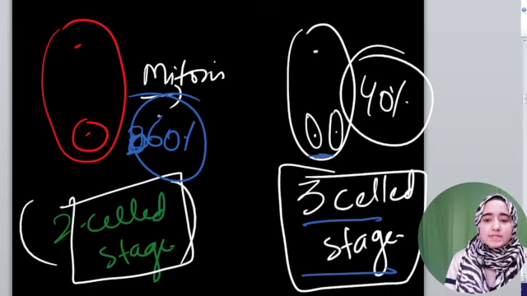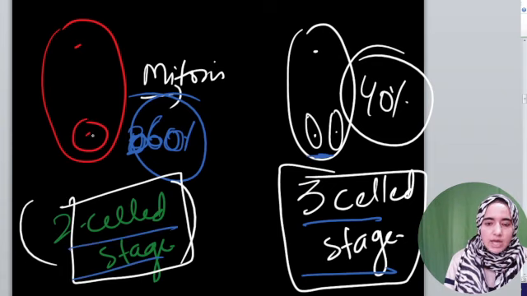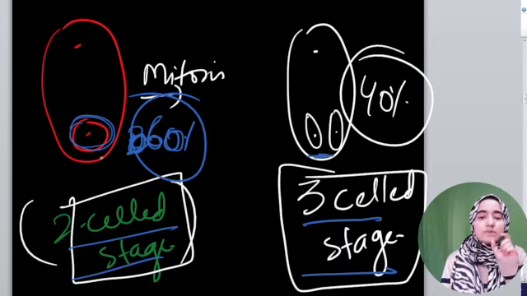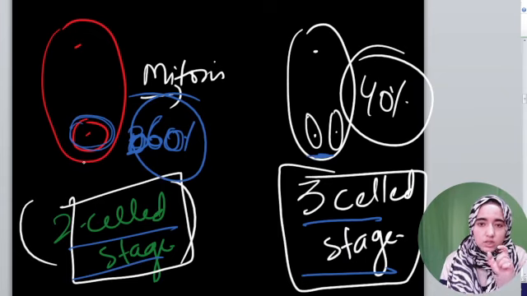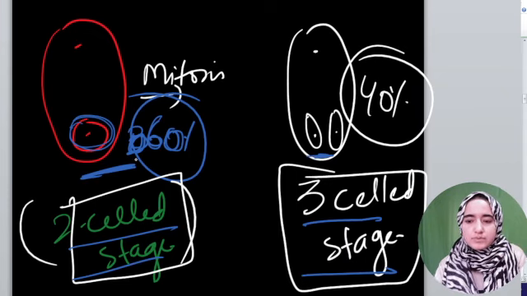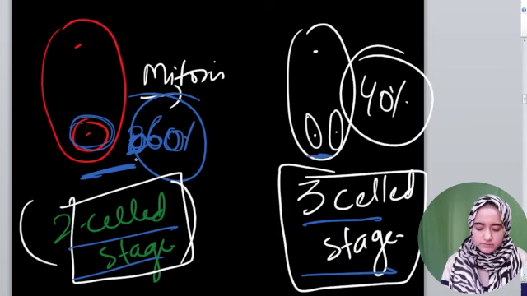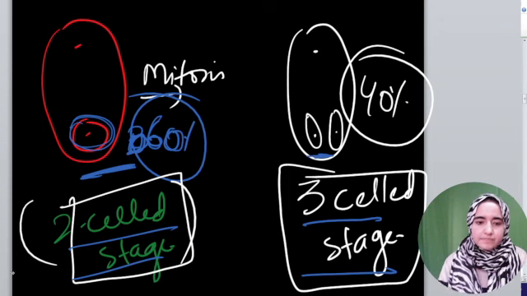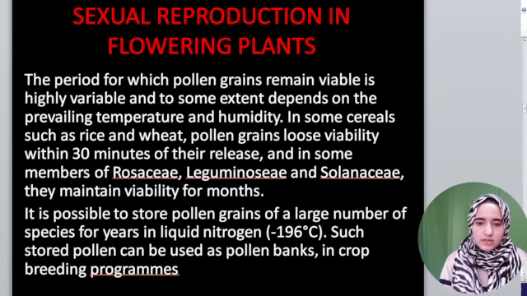But what will happen in 60% of angiosperms? It will get released at two-cell stage only. And this generative cell will get converted into male gametes when it comes in contact with the stigma of the female reproductive structure. Two-cell stage is present in 60% of angiosperms, and three-cell stage is present in 40% of angiosperms. I hope this concept is clear.